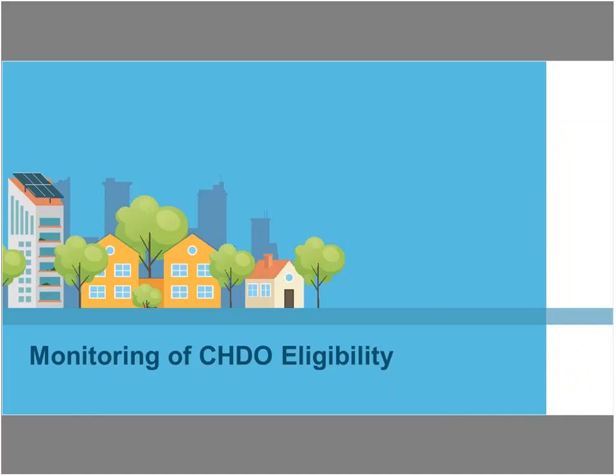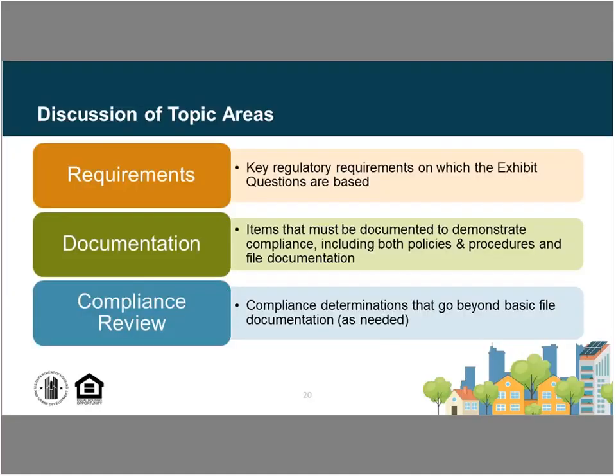I'm going to start with monitoring with CHDO eligibility. Remember that we use a little bit of color coding in this webinar series. For each area we discuss, we're going to link you back to the regulatory requirements. That'll be in that orange or burnt orange requirement heading you'll see on some of the pages.